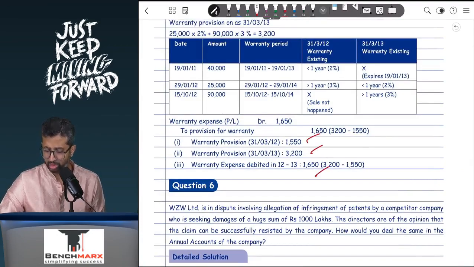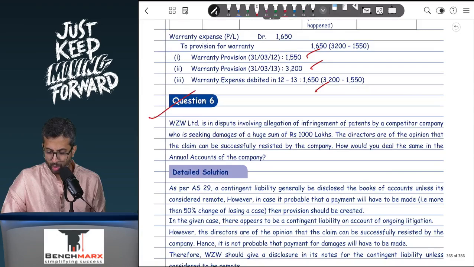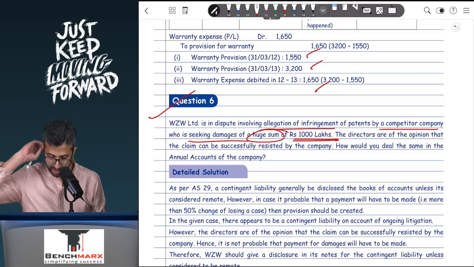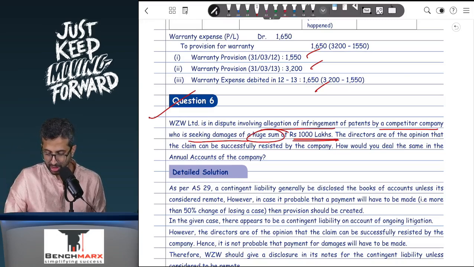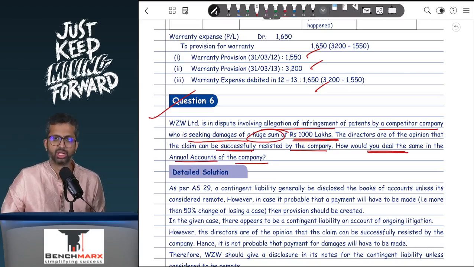1550, 3,200 and 1650. When I go to question number 6, WXW is in dispute involving an alleged infringement of patents by a competitor company who is seeking damages for a huge sum of rupees 1,000 lakhs. The directors are of the opinion that the claim can be successfully resisted by the company. How would you deal with the same in the annual accounts of the company?